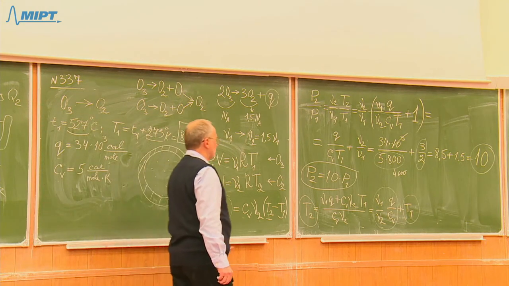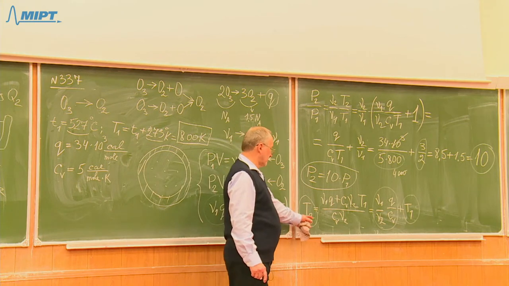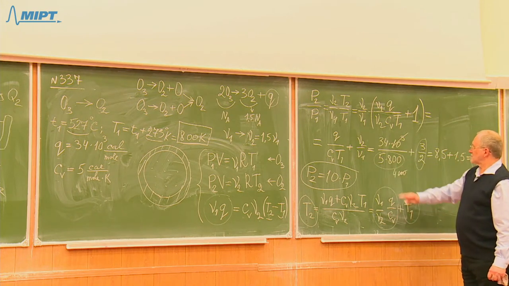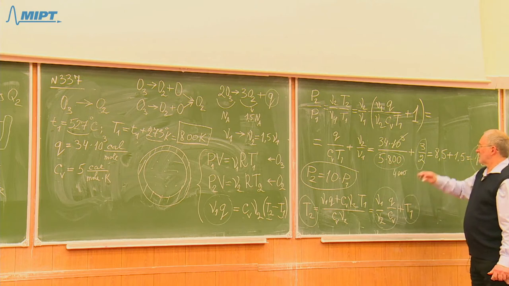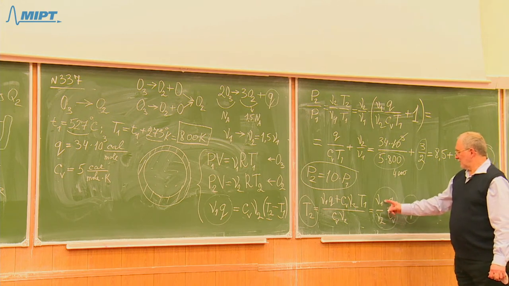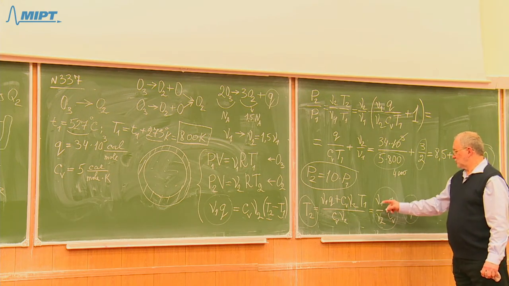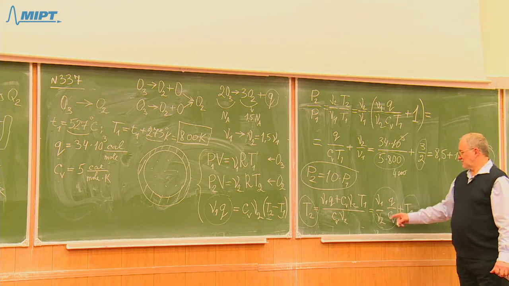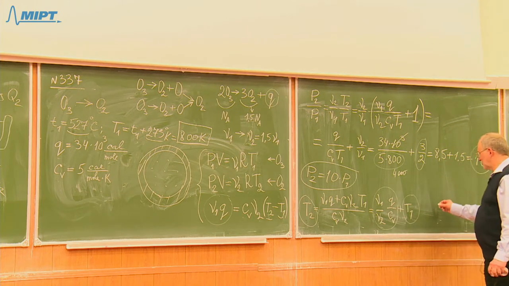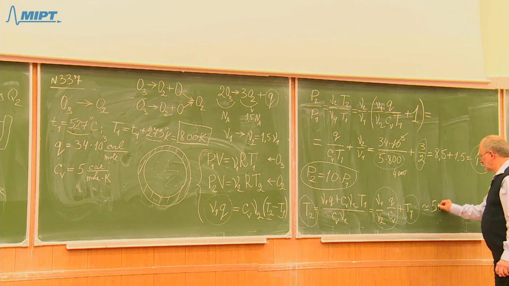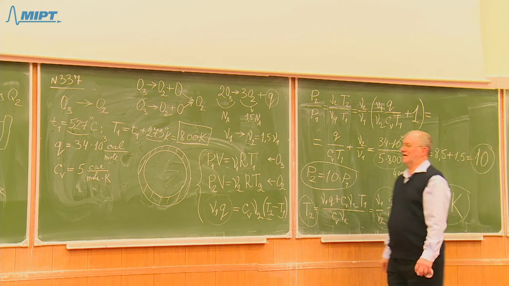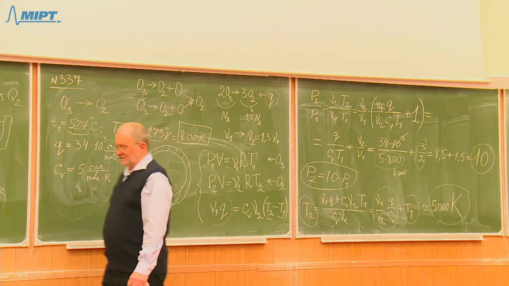By the way, it's possible to calculate the final temperature. Q is known, CV is known, that is 5. So Q divided by 5 is about 7,000, and that is multiplied by 2 over 3, and plus 800, you will get approximately 5,000 kelvins. That is a huge temperature inside the vessel.